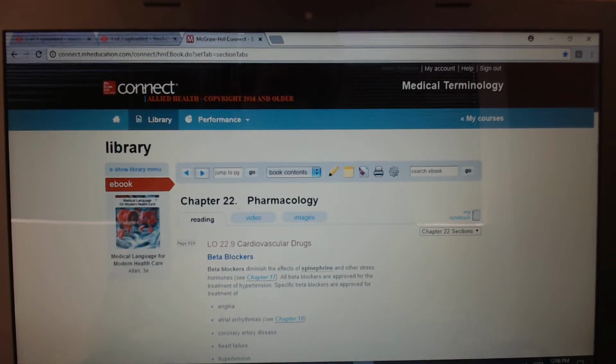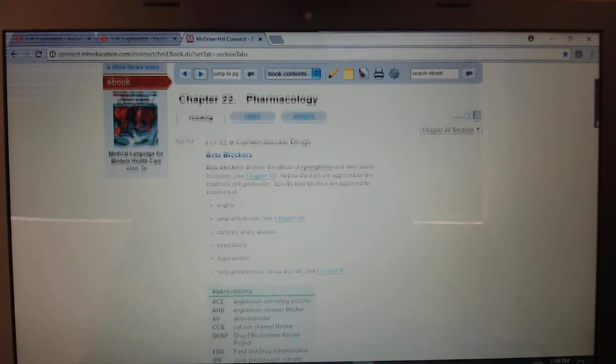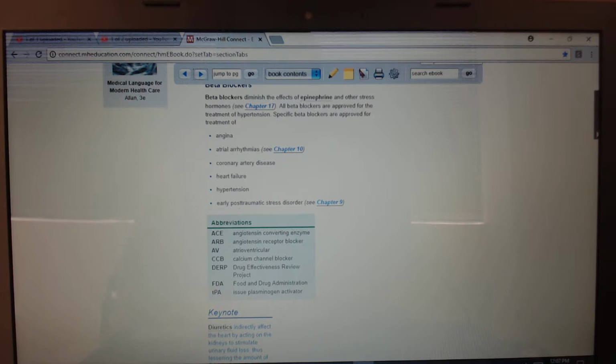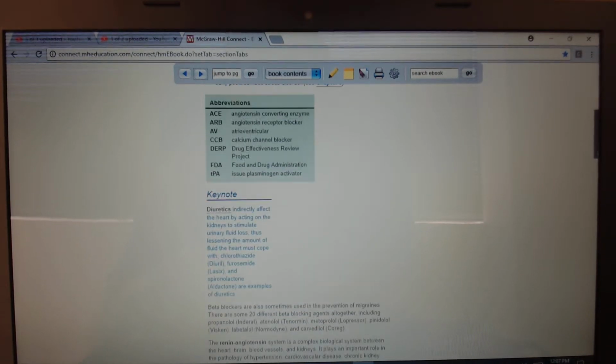Cardiovascular drugs, okay, many classes of drugs in this area. Beta blockers diminish the effects of epinephrine and other stress hormones. All beta blockers are approved for the treatment of hypertension. Specific beta blockers are approved for the treatment of angina, atrial arrhythmias, coronary artery disease, heart failure, hypertension, and early post-traumatic stress disorder.